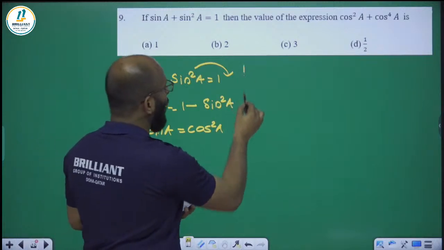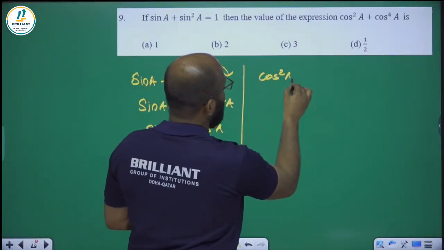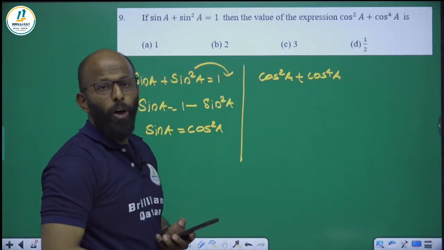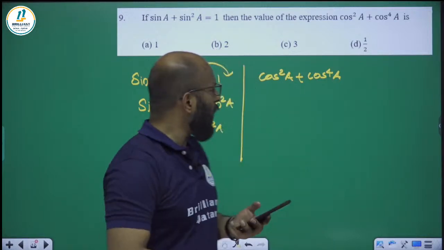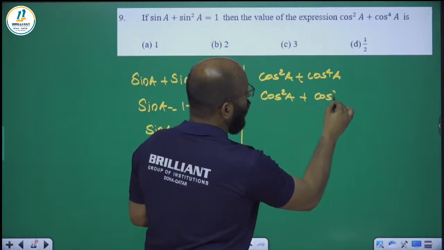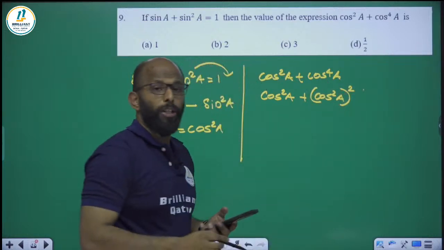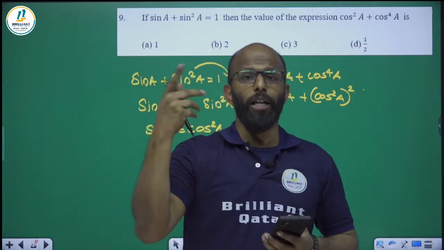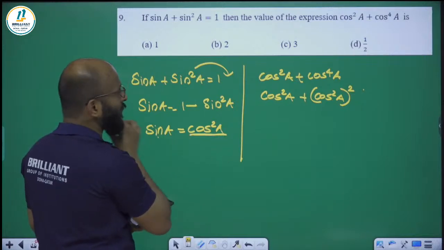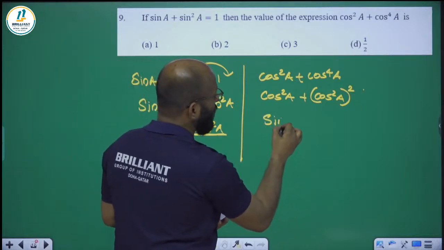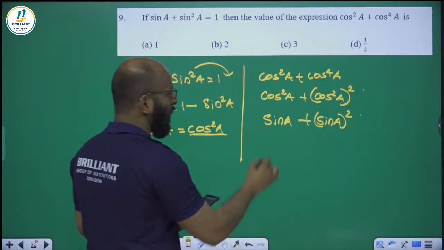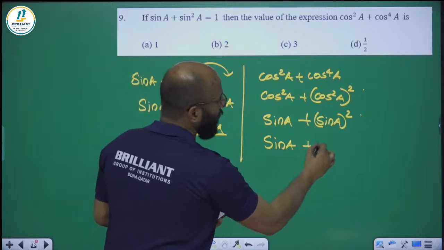Now, what is the required expression? Cos square A plus cos raised to 4A. How can we write this one? Cos raised to 4A, I can write as cos square A whole squared. Now, what is the cos square A value? Cos square A is sin A. So we get sin A plus sin A whole squared, which becomes sin A plus sin square A.